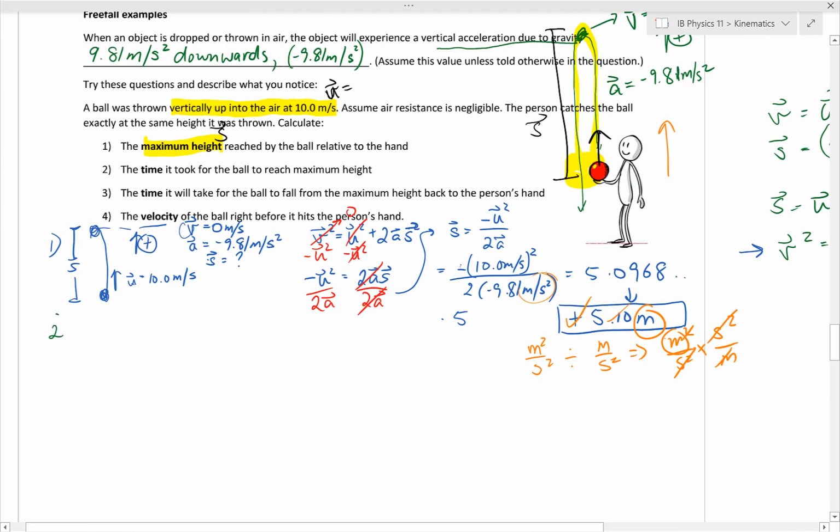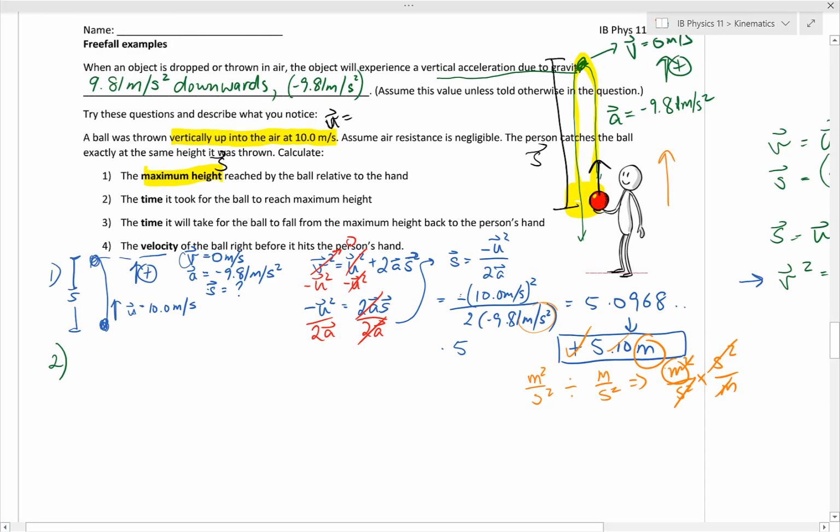Next up, we have question 2. The time it took for the ball to reach maximum height. The picture is very similar to the first one that we have. So the ball's traveling upwards, it reaches the top, and that's all we care about for that. Also choosing the positive direction to be upwards. The initial velocity in this case, we start off with the ball at the bottom, 10 meters per second. Top is final velocity of 0 meters per second. The acceleration is negative 9.81 meters per second squared.